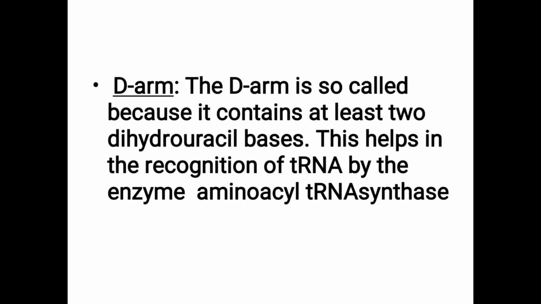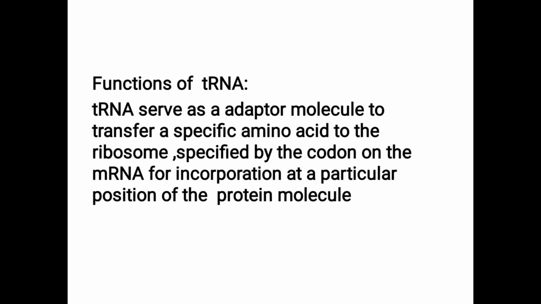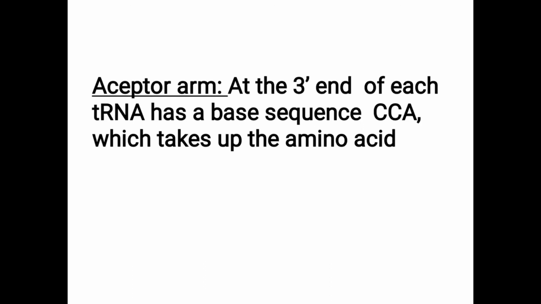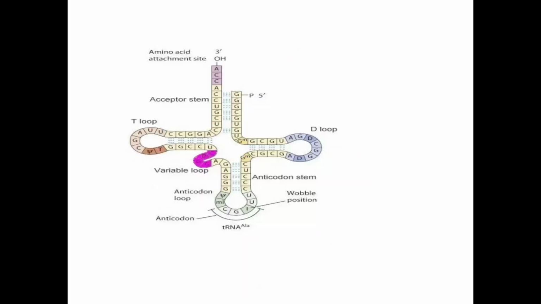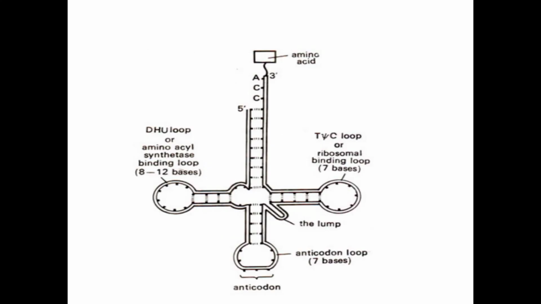As for the function of tRNA, it serves as an adapter molecule to transfer a specific amino acid to the ribosome, as specified by the codon on the mRNA, for incorporation at a particular position of the protein molecule. So you have to remember the structure of tRNA, the clover leaf shaped structure with 4 arms. This diagram is also better.